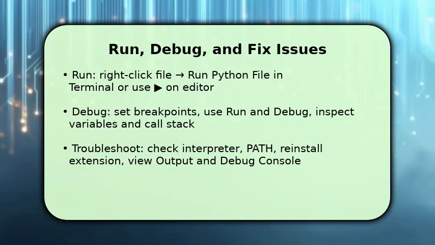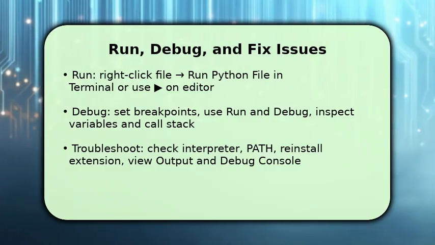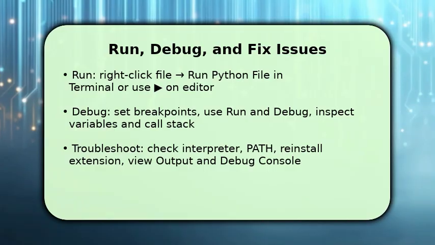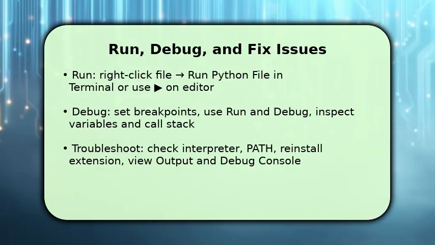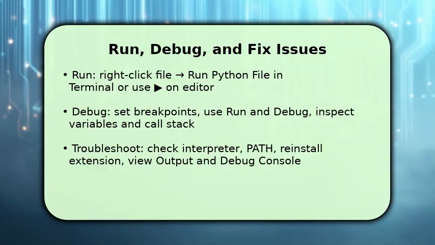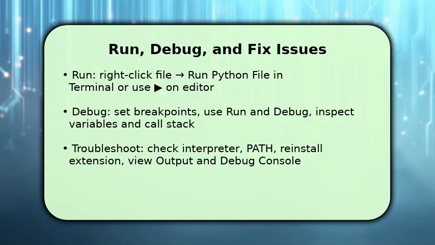Finally, execute your script with Run Python File in Terminal or press the play icon, and use Run and Debug for interactive inspection. Make sure breakpoints hit and outputs appear in the terminal or debug console. Configure linters and formatters for cleaner code and add launch.json args for different runs.